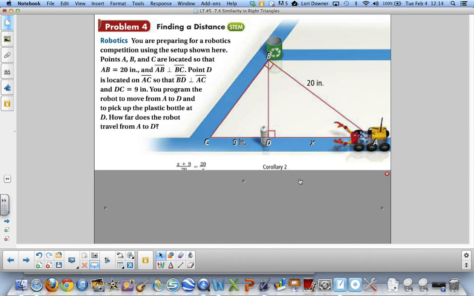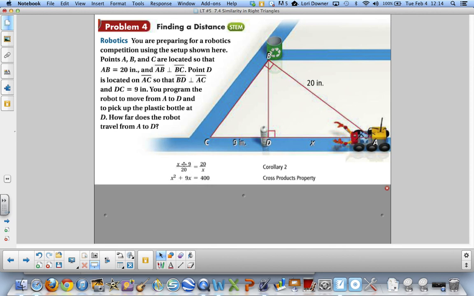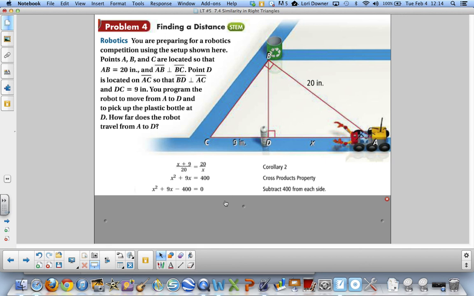So we would set this up. X plus 9, that is the entire hypotenuse here, is to 20 as 20 is to x. Cross multiplying gives me a quadratic. I get x squared plus 9x equals 400. I'm going to subtract 400 on both sides so that I get the quadratic equation equal to 0. This quadratic equation can be solved using factoring. It can be solved using the quadratic formula as well. We've been practicing the quadratic formula, so feel free to use that.